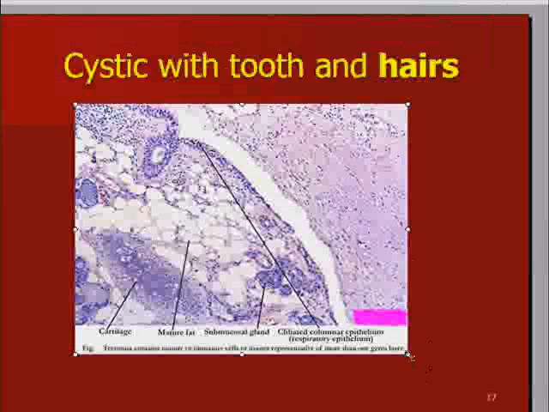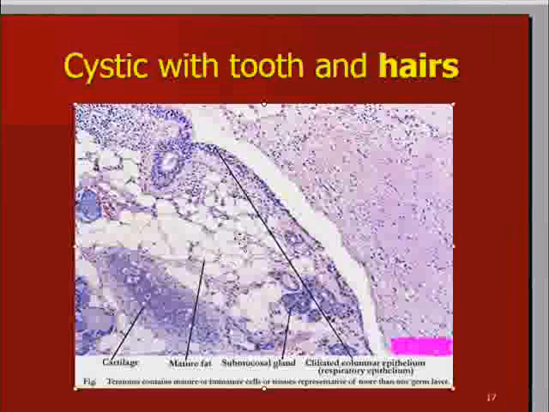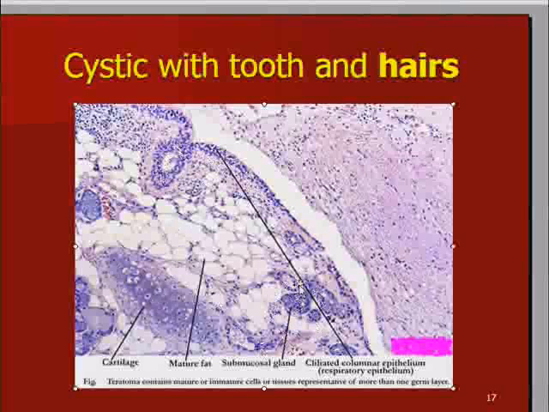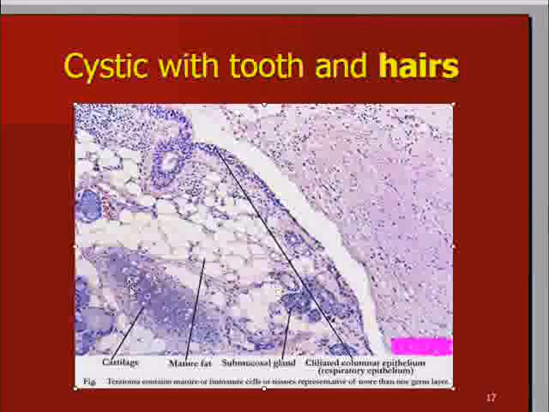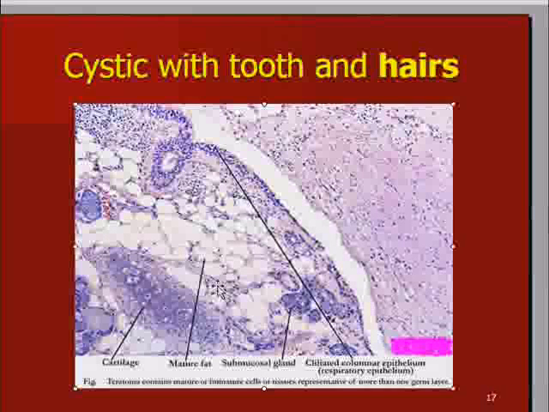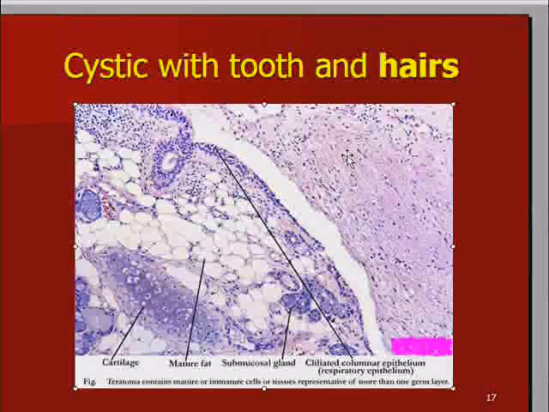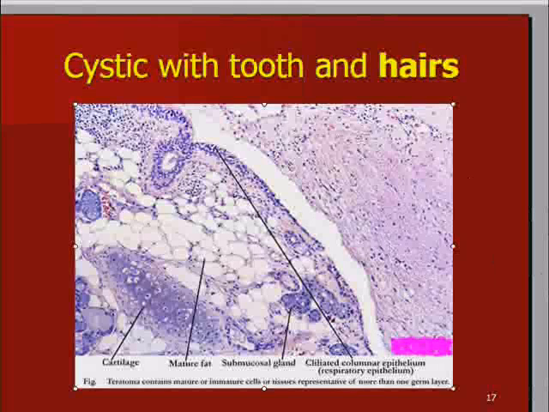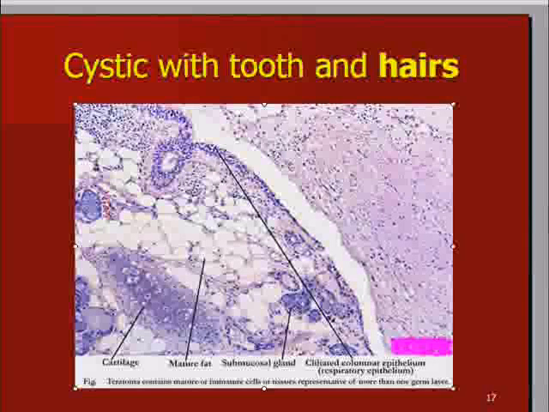Now these are the various structures we can see here. If you look at the picture, you can see the adipose tissues. We can see some epithelium of the respiratory tract. We can see some mucosal glands. We can see some hyaline cartilage here. You can see some serous glands peeping through it. This area looks like neural tissue. So basically they contain a lot of tissues. You can see cyst, tooth and hairs, which is a dermoid cyst. You got it right?